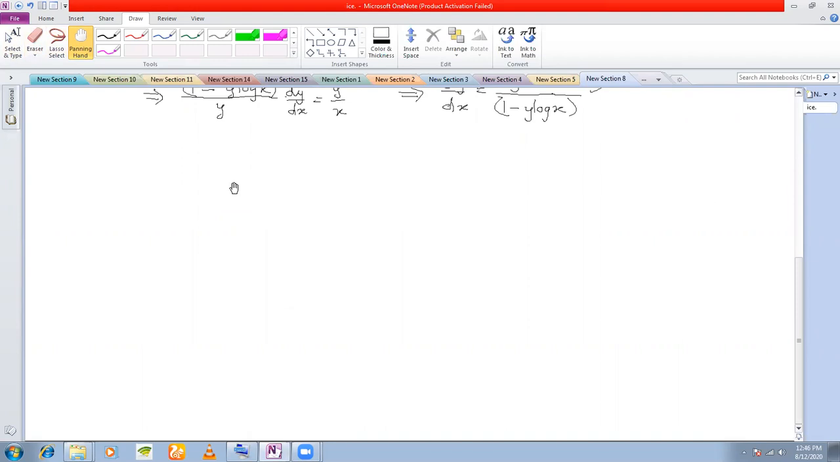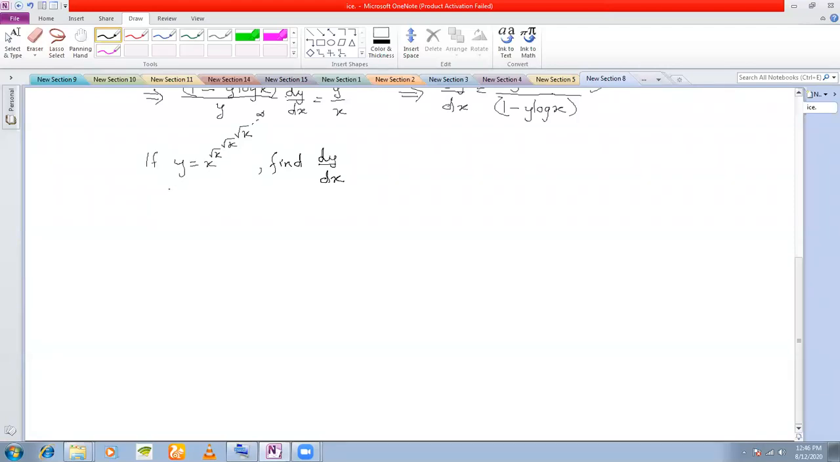Now, the next one is a very similar problem. Given here is: if y is equal to x to the power of root x, and then again to the power of root x, and then again to the power of root x, and this continues till infinity. Find dy/dx.